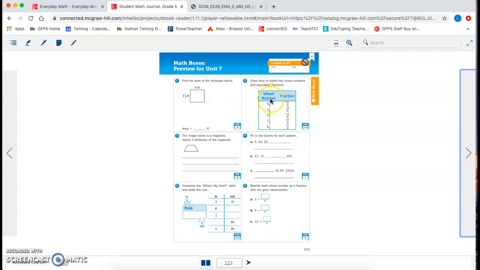Okay? So we have some mixed numbers and we have some that aren't mixed, and you're just going to have to find out what these are on each side. Do the best you can.